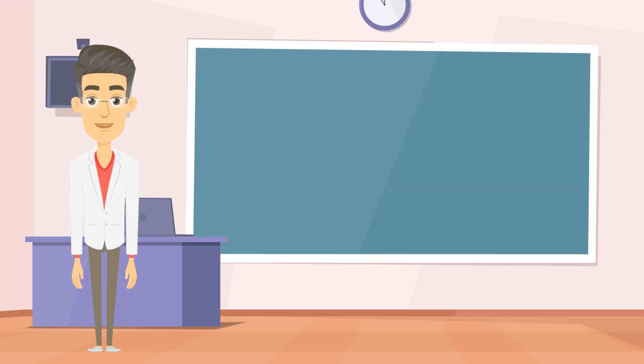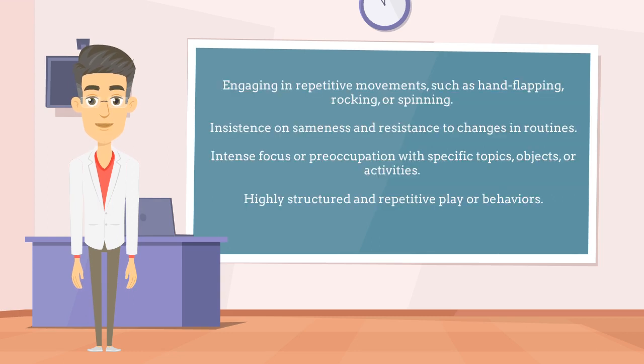Repetitive behaviors and restricted interests may present with engaging in repetitive movements, such as hand flapping, rocking, or spinning. Insistence on sameness and resistance to changes in routines. Intense focus or preoccupation with specific topics, objects, or activities. Highly structured and repetitive play or behaviors.